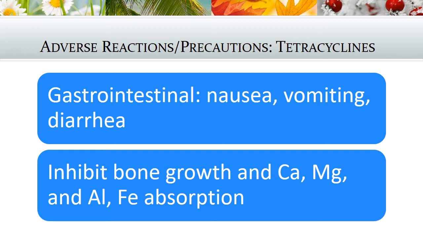Adverse effects with tetracyclines include nausea, vomiting, and diarrhea, the inhibition of bone growth when used in young children, and inhibition of calcium, magnesium, and iron absorption.